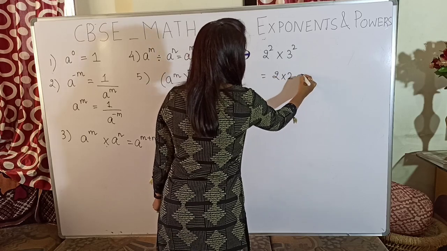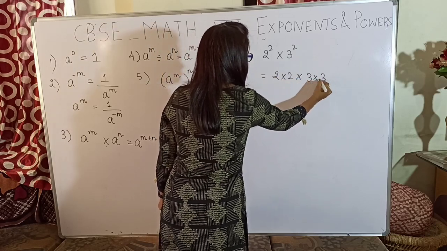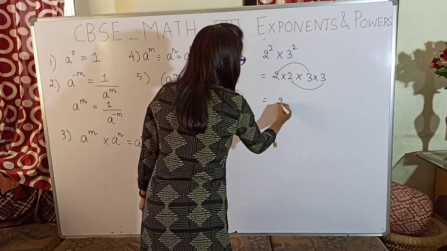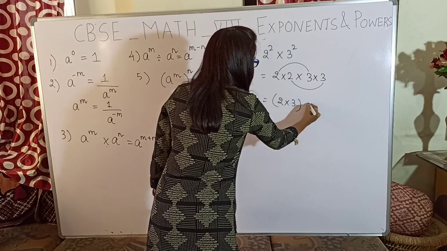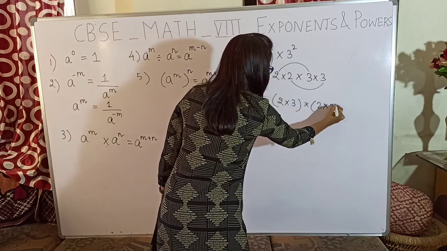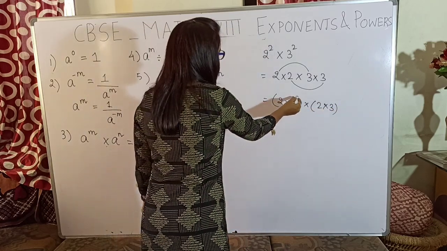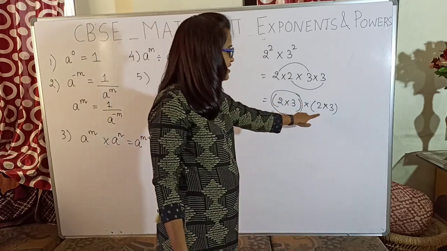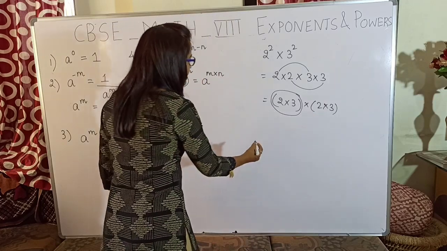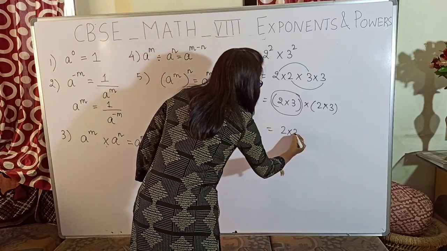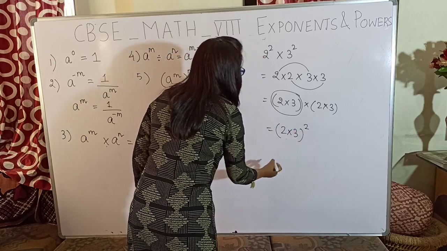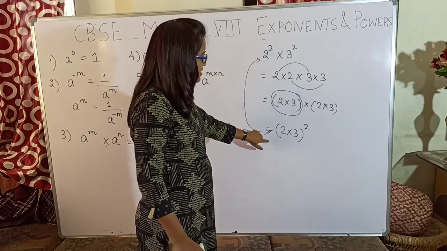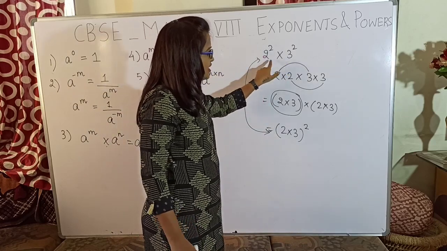2 into 2, 3 into 3. What if I take these two terms together and these two terms together? Can I write it like this? 2 into 3 and 2 into 3, which tells me that this complete term is written how many times? 2 times. So can I write it like this? 2 into 3, 2 times.